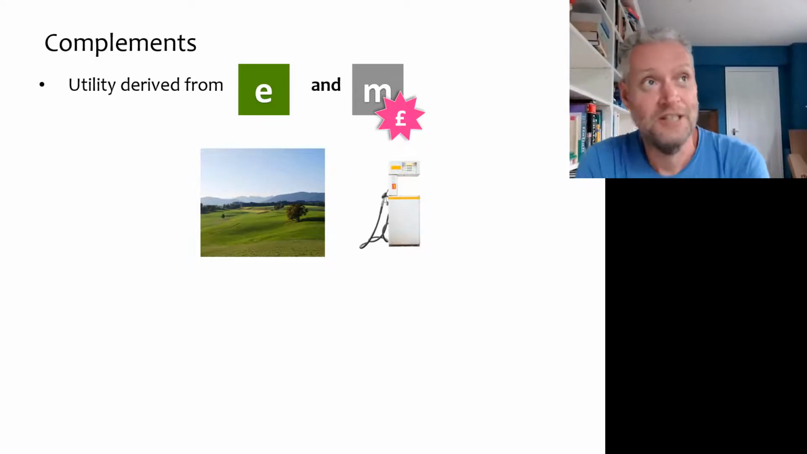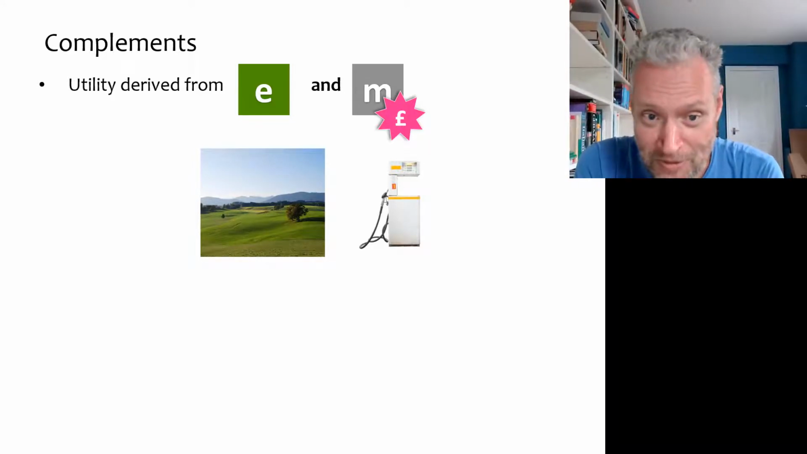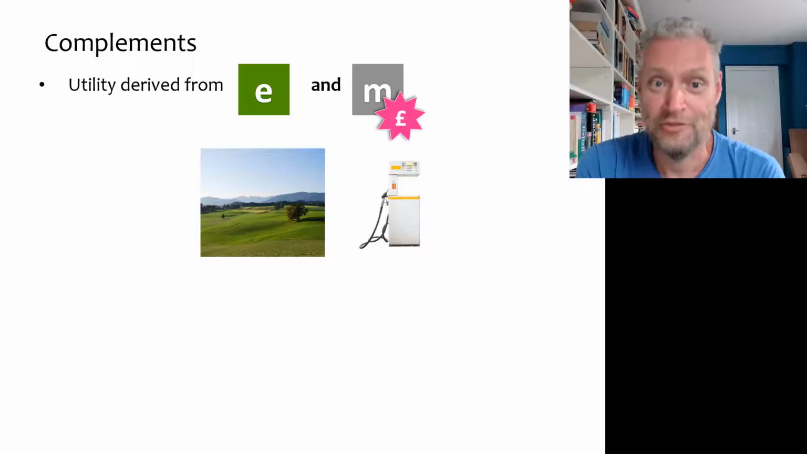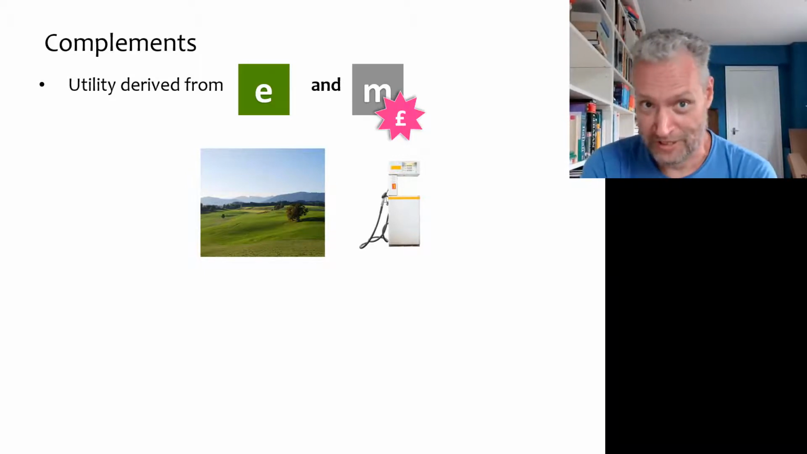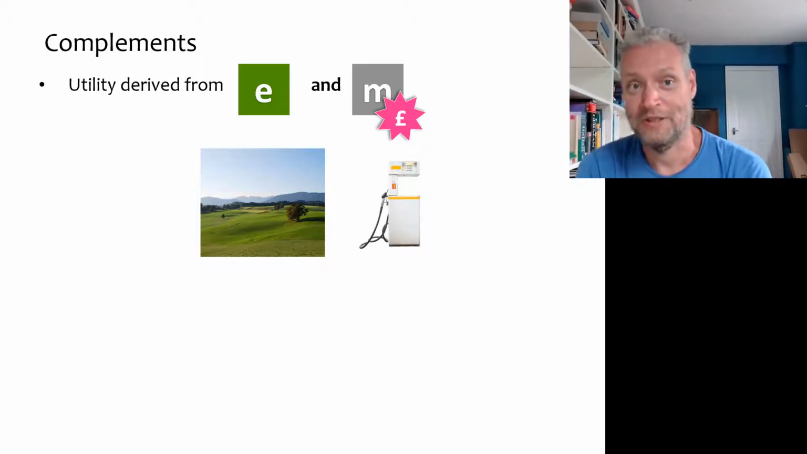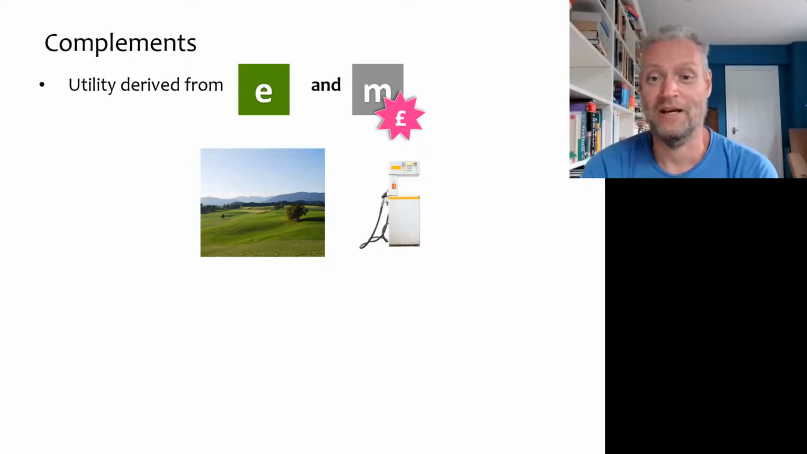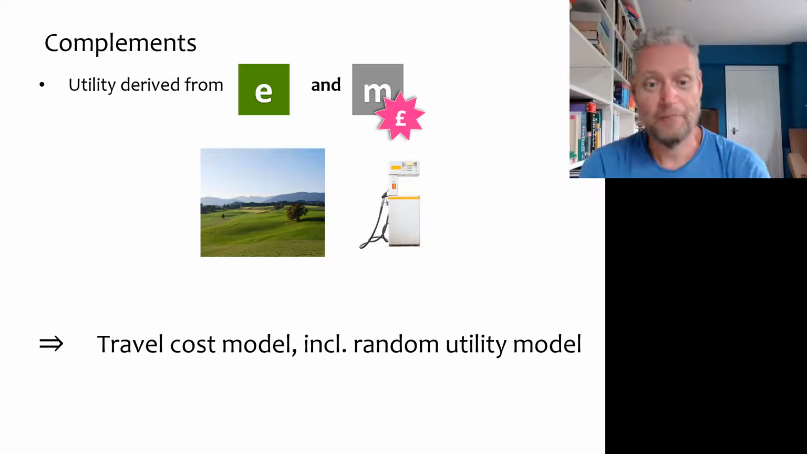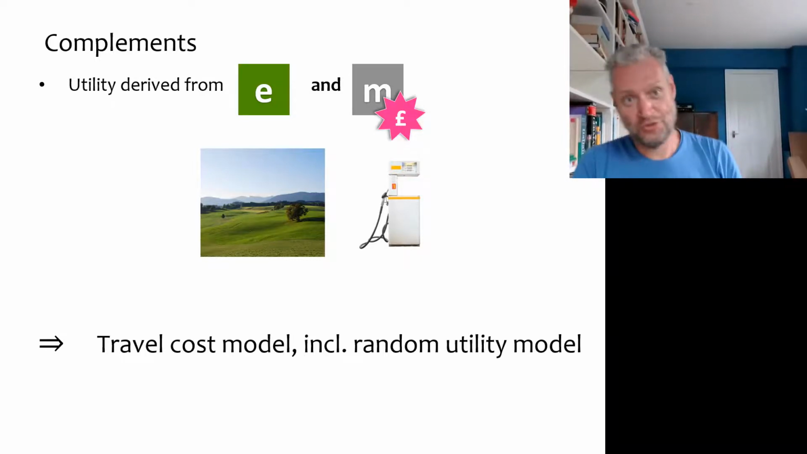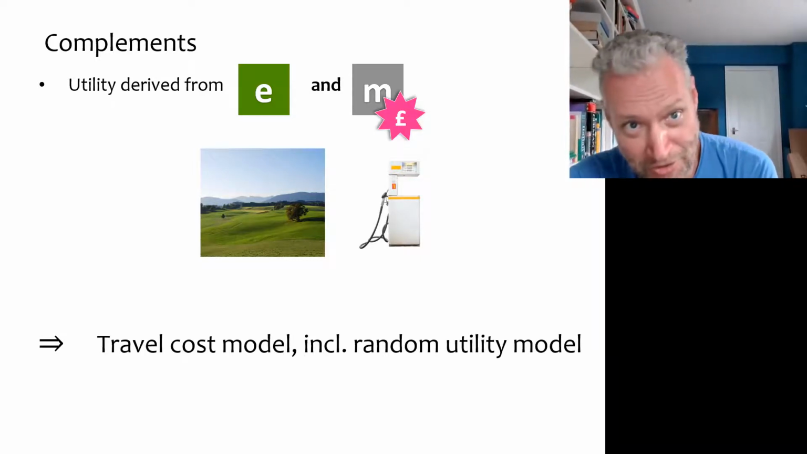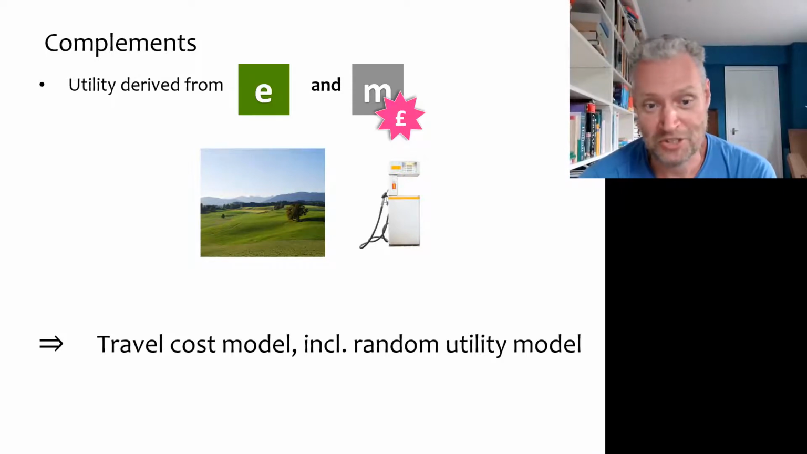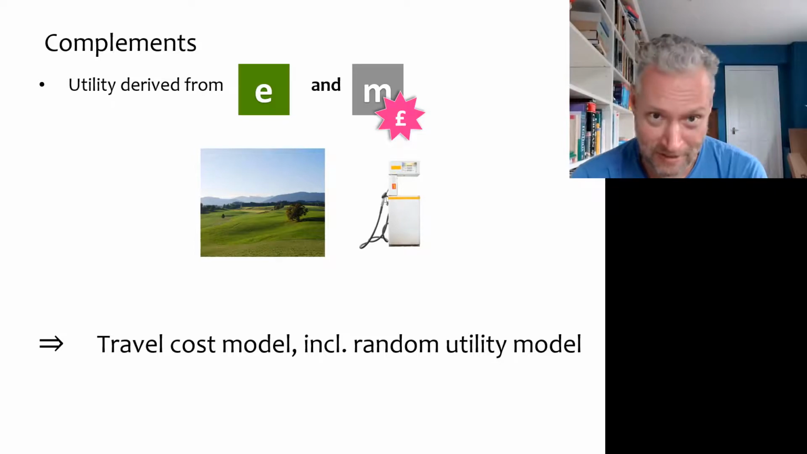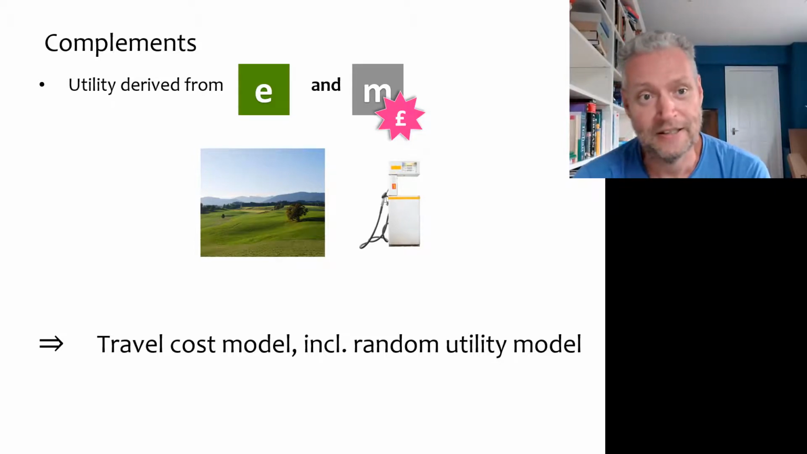And of course, the prettier the landscape that you would like to enjoy, the further you are prepared to travel. That is, the more time you are prepared to spend to get there, and the more money you are prepared to spend to get there. And that leads to the second method of revealed preferences, which is the so-called travel cost model. And I'll get back to the details later.